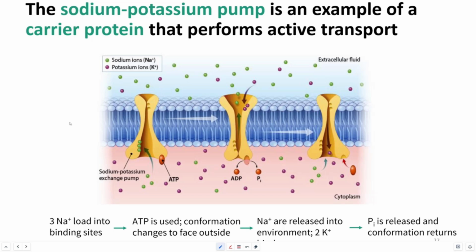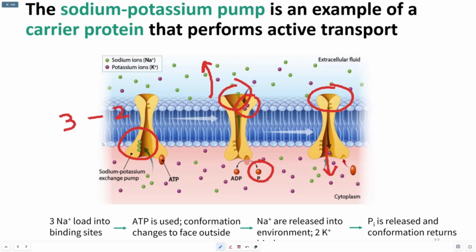Let's take a look. So three sodium ions are loaded into the binding site. ATP is used. This allows a change in shape of the protein. Then the three sodiums are released out of the cell to the outside against the gradient, allowing two potassium ions, shown here in purple, to bind onto the binding site. And as the phosphate is released, it will close the external side, allowing the potassium to enter into the cell. It transfers a 3 sodium to 2 potassium ratio.